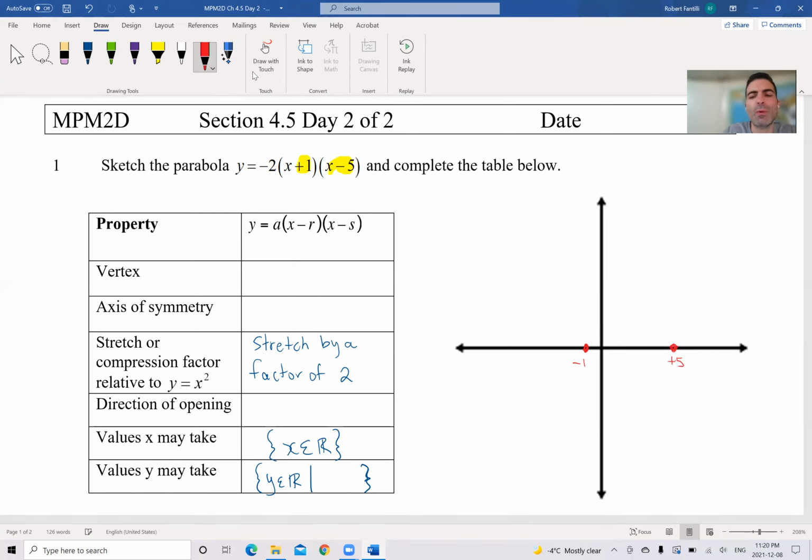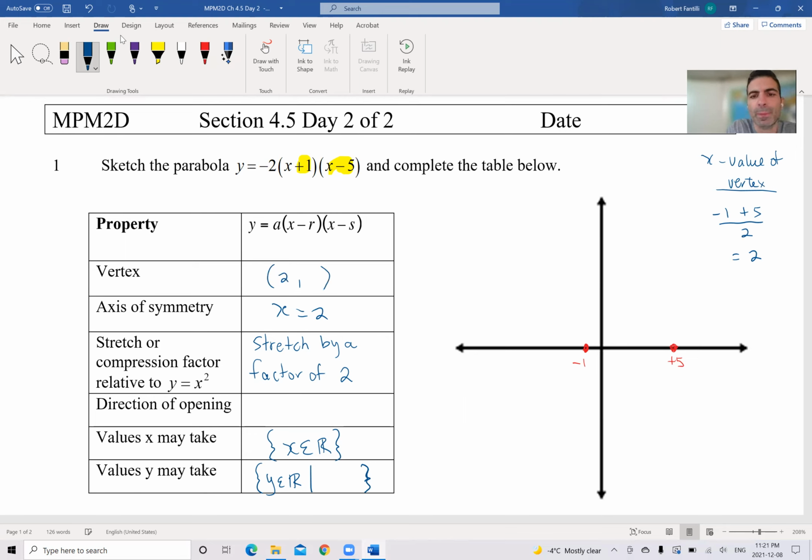Okay. Now, if I want to find the vertex, remember the vertex lies halfway between the roots. So the X value of the vertex: if I add the roots together, -1 plus 5, and divide them by 2, I get 4 divided by 2, which is 2. So the X value of my vertex is 2. So the axis of symmetry then is X equal 2.